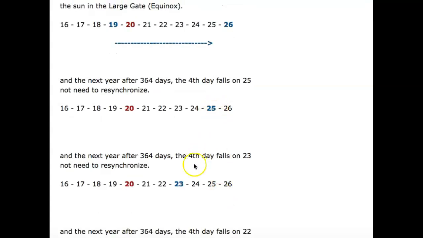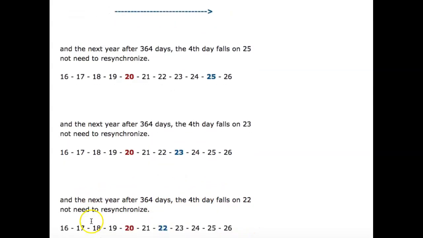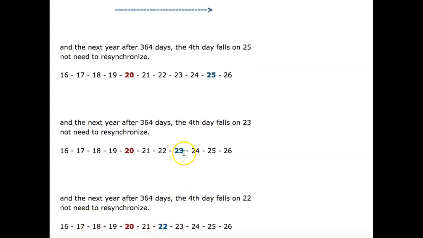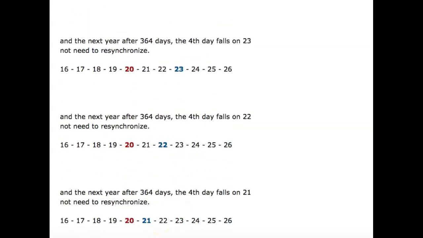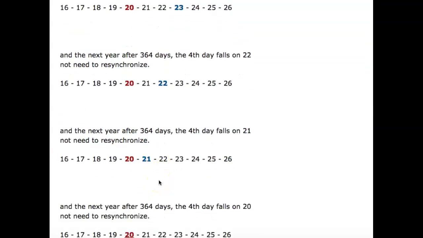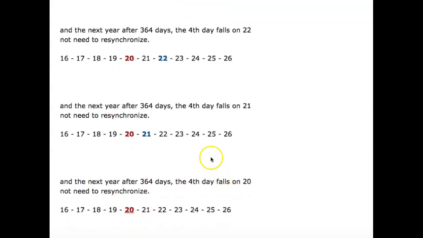So it'll go from the 25th to the 23rd, and then next year after 364, the 4th day will fall on the 22nd. No need to resynchronize there, so it goes from the 23rd to the 22nd, as you can see right here. And then it'll go to the 21st after 364 days, so after a following year. And as you can see, it keeps going, and then the cycle starts over. And I'm going to show you a practical application of that right now.